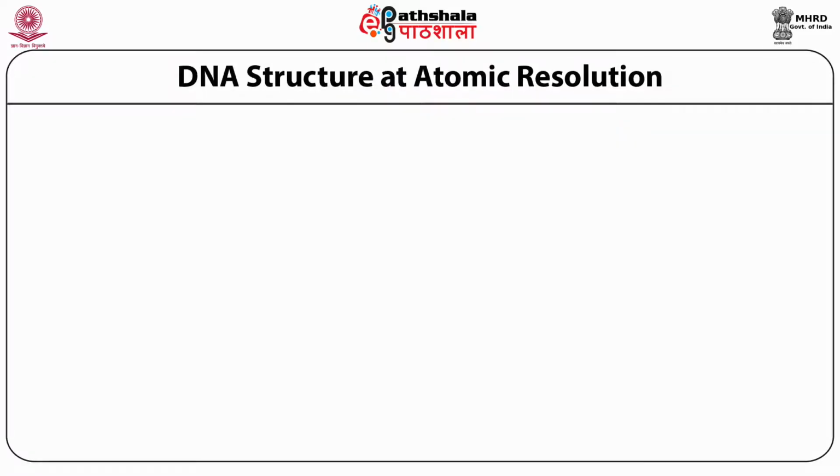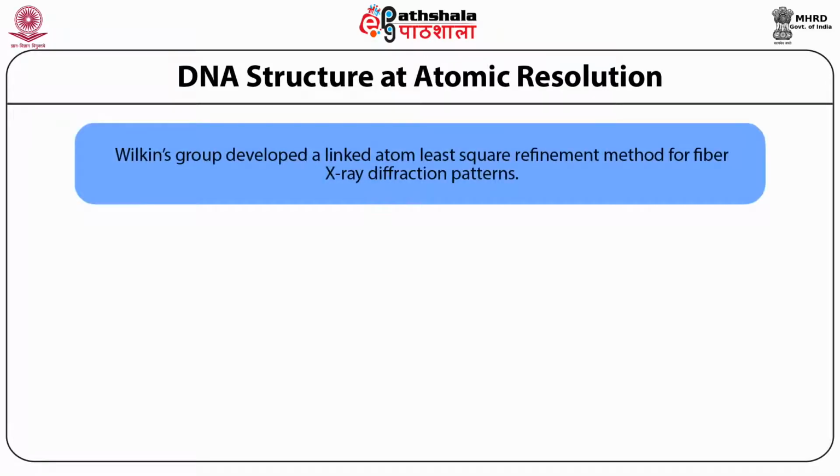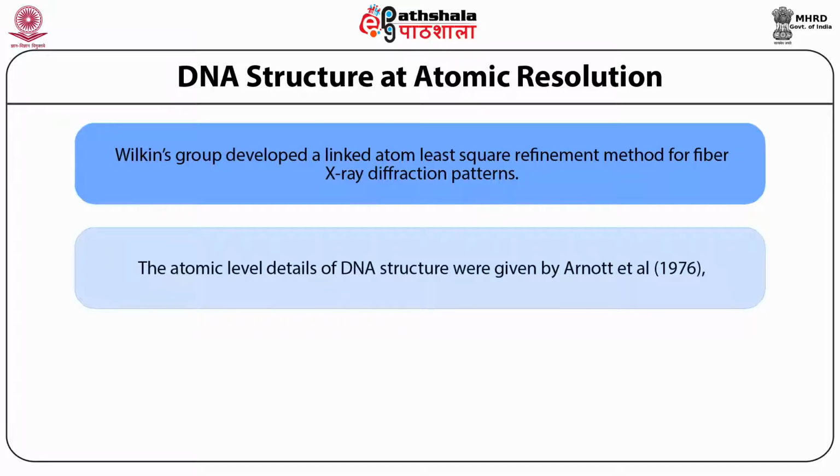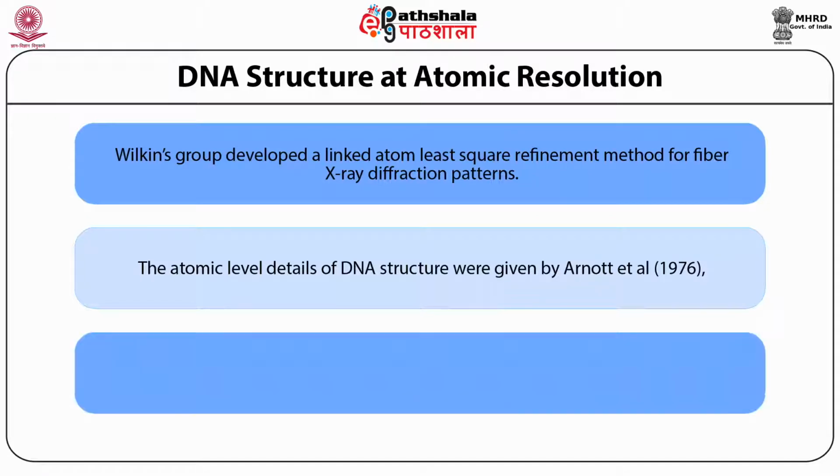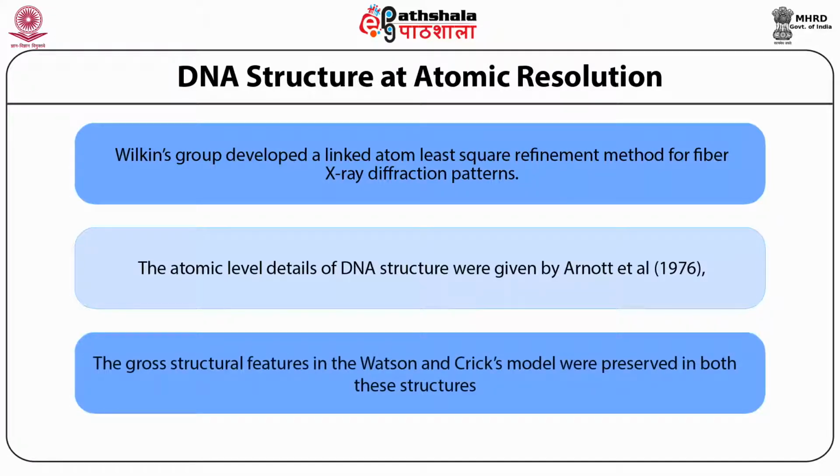DNA structure at atomic resolution. Wilkins group developed a linked atom least square refinement method for fiber X-ray diffraction pattern. The atomic level of DNA structure was given by Arnott et al. in 1976. The gross structural features in Watson and Crick's models were preserved in both these structures.